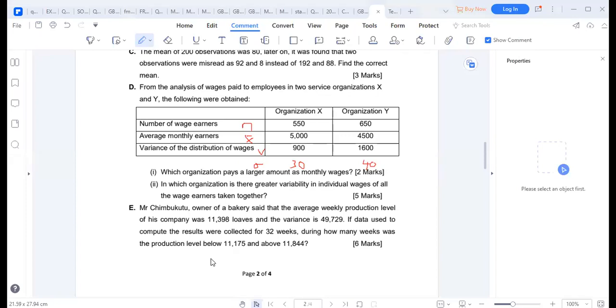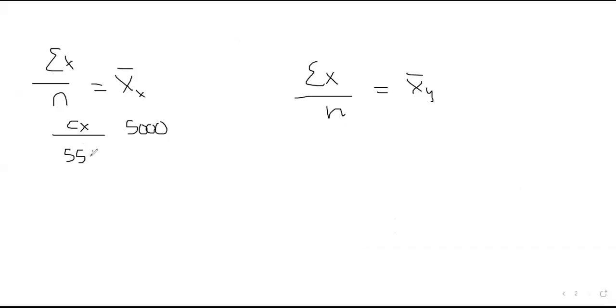Okay. So when you multiply 550 by 5,000, what do we get? The value of company X. What do we get when we multiply there? 2,705,000. I didn't get that.